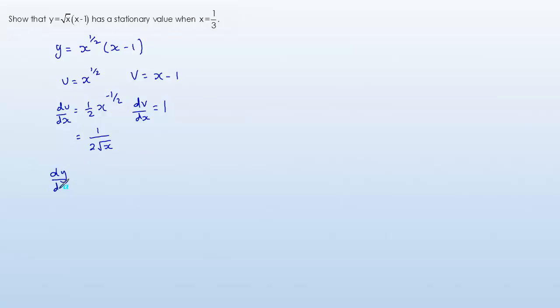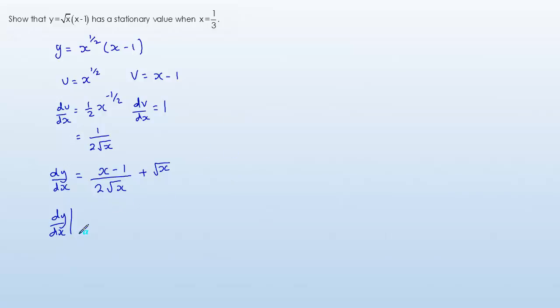So dy dx is going to be v du dx, so that's going to be x minus 1 over 2 root x. And then u dv dx is just x to the half, which is the square root of x.